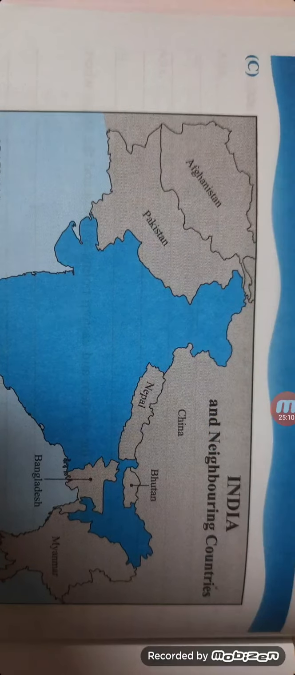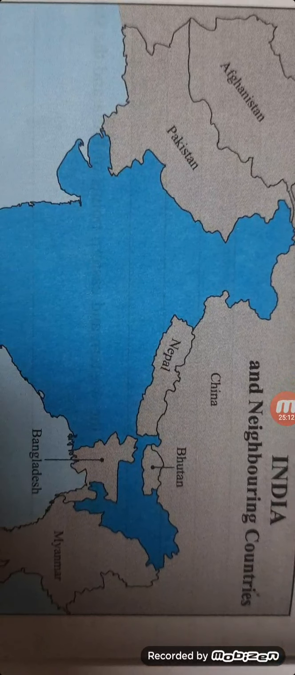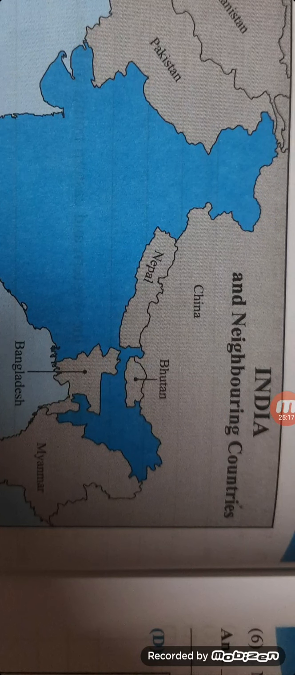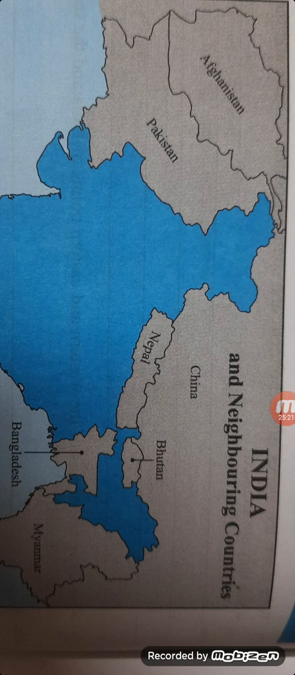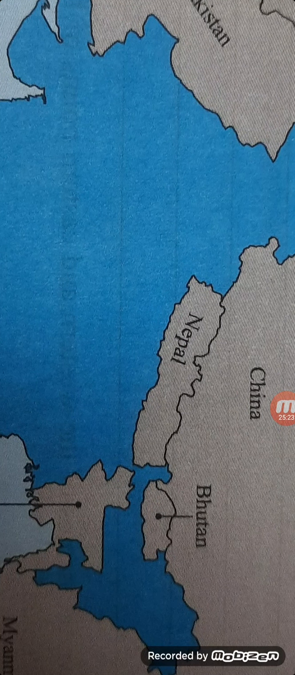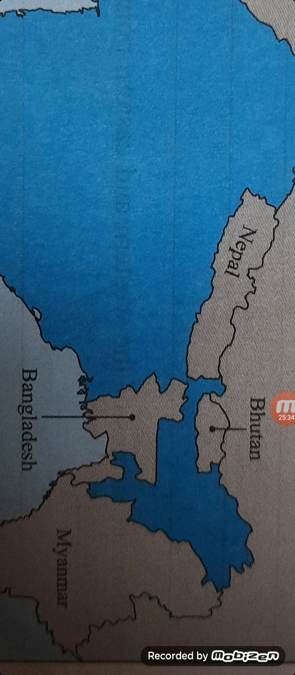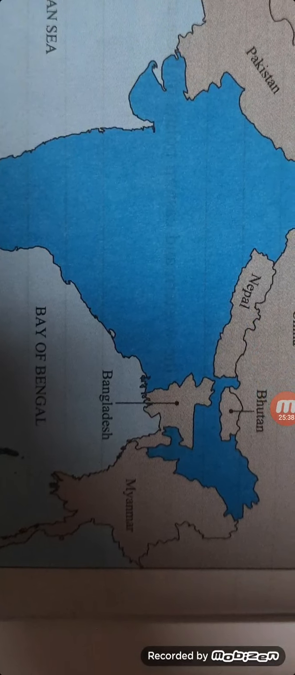This is the map. These are the neighbors: Afghanistan, Pakistan, Nepal, China, Bhutan, Bangladesh, and Myanmar. China and Pakistan are bad neighbors. But Nepal and India share the same type of culture, same type of language, and same type of people. Bhutan has a friendly relationship with India, whereas Bangladesh is also friendly but not religion wise. Myanmar is also friendly but not as good a friend as Nepal.